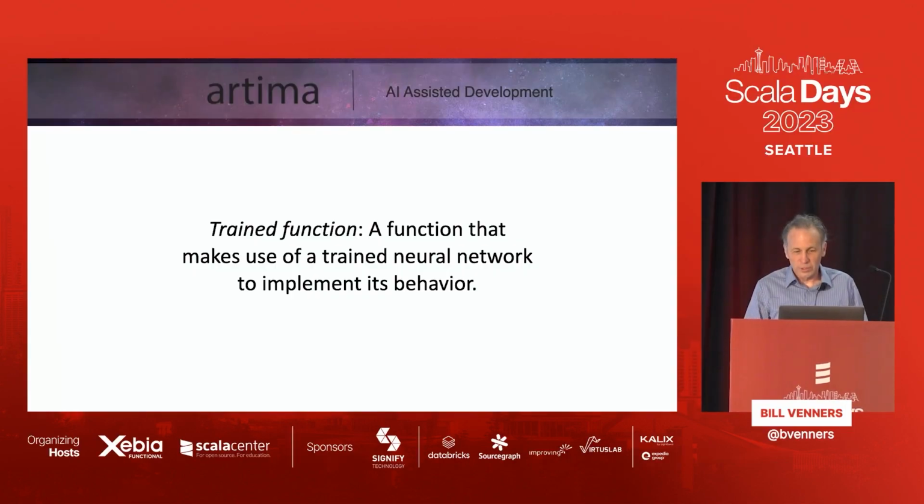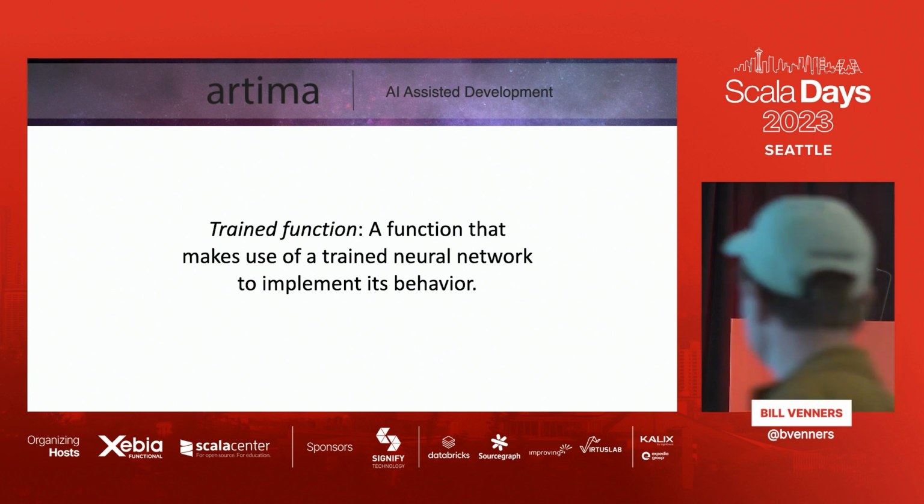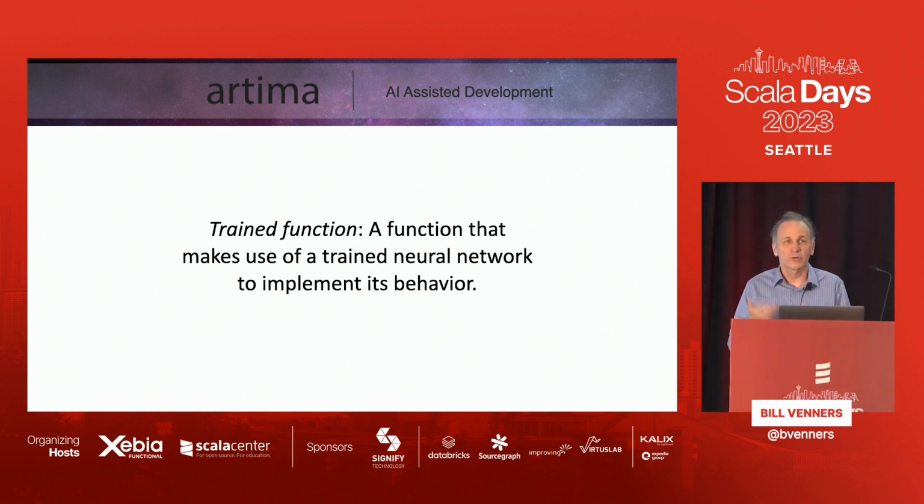So, the first thing I'm going to start out with is a definition, because I found that I kind of needed to come up with new terms. So I'm going to use this thing called trained function, and that means a function that uses a trained neural network to do some of its behavior. And if it isn't trained, I call it direct. It's kind of lame, but that's the best I could come up with.